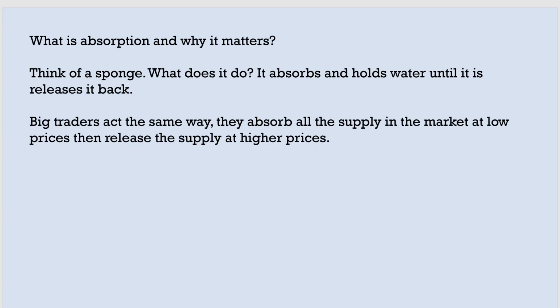All right, so what is absorption and why does it matter? Well, the easiest way to think of it is to think of a sponge. What does a sponge do? It absorbs and holds water until it releases it back. And big traders act in the same way. They absorb all the supply in the market, often at low prices, and then release it at higher prices, just as a sponge acts.